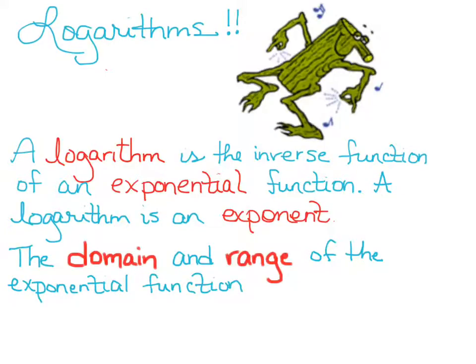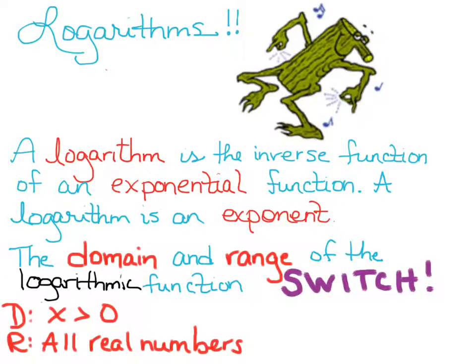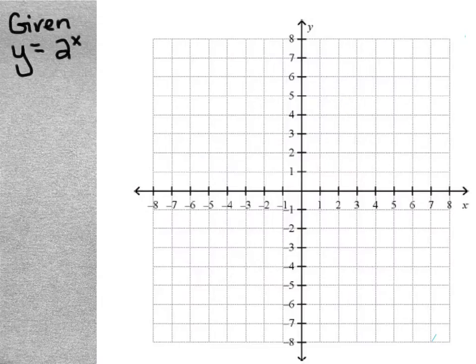And the domain and range of the exponential function, we know we can choose any x value to put into the function. So it's going to be all real numbers. The output values are going to be limited to just positive numbers, though. Okay, so when we take the logarithmic function, we'd simply switch out the x with the y. I'm going to show you how to graph the logarithmic function.